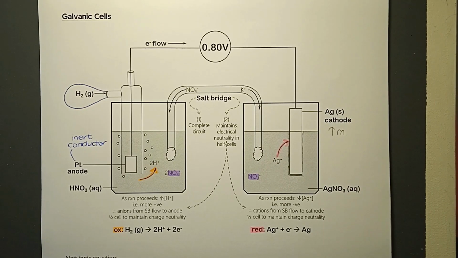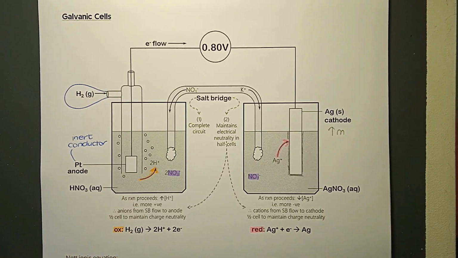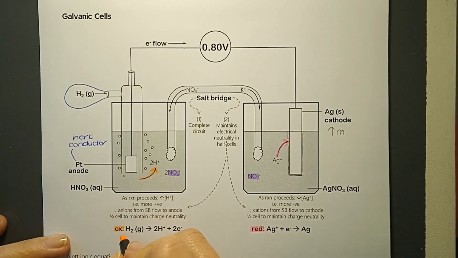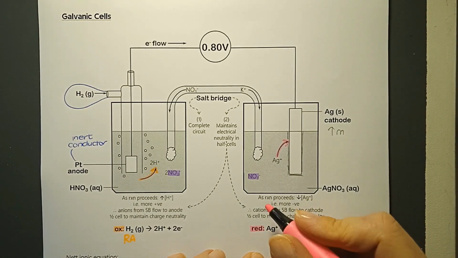Okay, so let's carry on talking about how these cells are proceeding. As the reaction proceeds, the hydrogen is being converted into hydrogen ions. So hydrogen gas is our reducing agent. And the silver ions on this side are going to be the oxidizing agent.